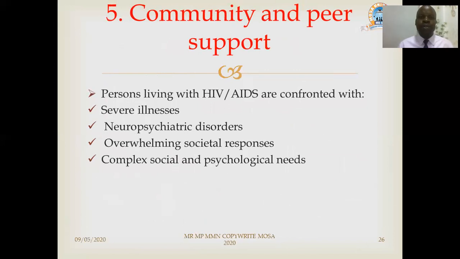The other principle is community and peer support. Persons living with HIV/AIDS are confronted with severe illnesses, neuropsychiatric disorders, overwhelming societal responses, complex social and psychological needs. So these are under community and peer support.